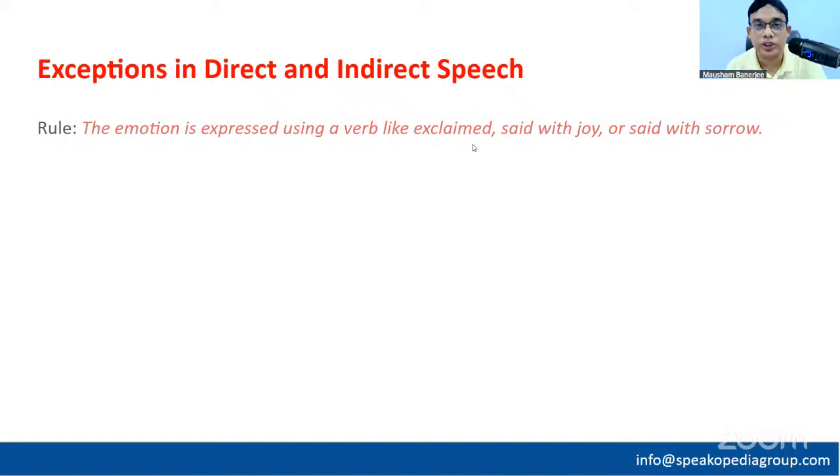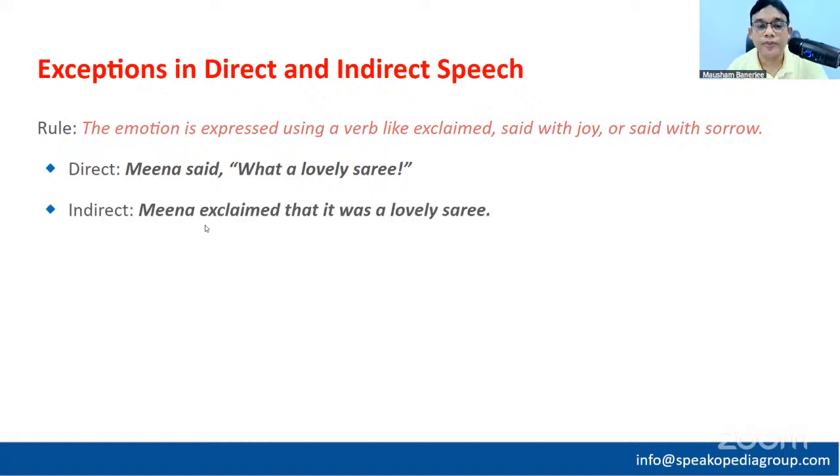So if there is an emotion, what will you use in indirect speech? Let's see. Meena said, what a lovely sari. This is an emotional statement. In this case, what should be the indirect speech? I will be using this word exclaimed, said with joy. So Meena exclaimed that it was a lovely sari.